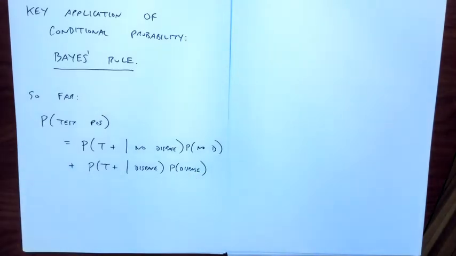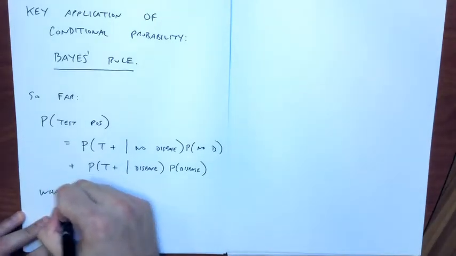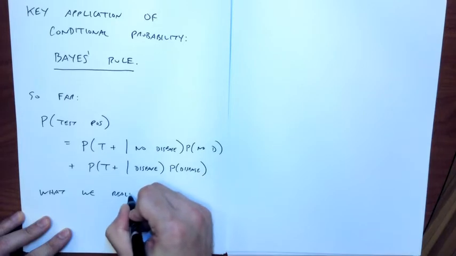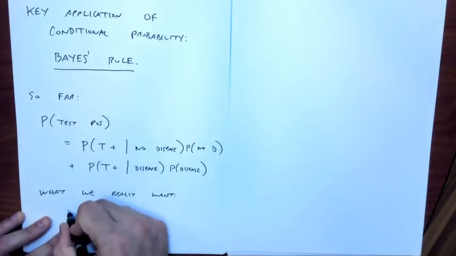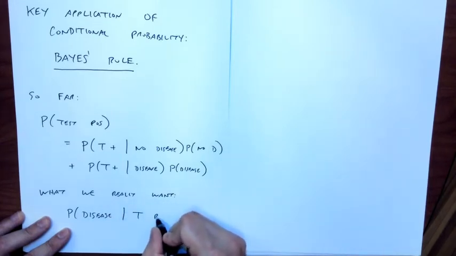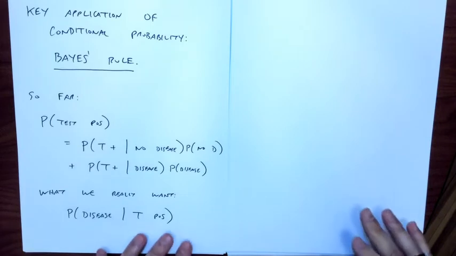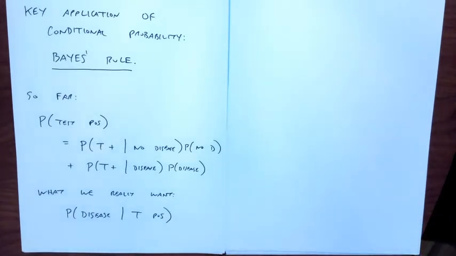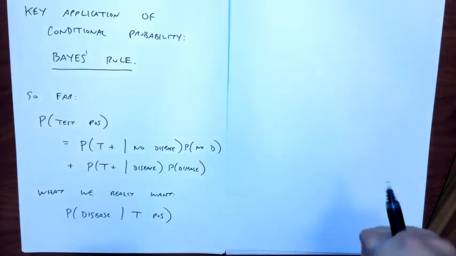That's great, but what we usually want in the real world is the probability of the disease given that the test is positive. That's what the doctor cares about. So we have to figure out how to invert this conditional. It's often easy to say I know the probability of A given B, but what you often want in the real world is the probability of B given A. How do you switch those things around? It turns out to be pretty easy.